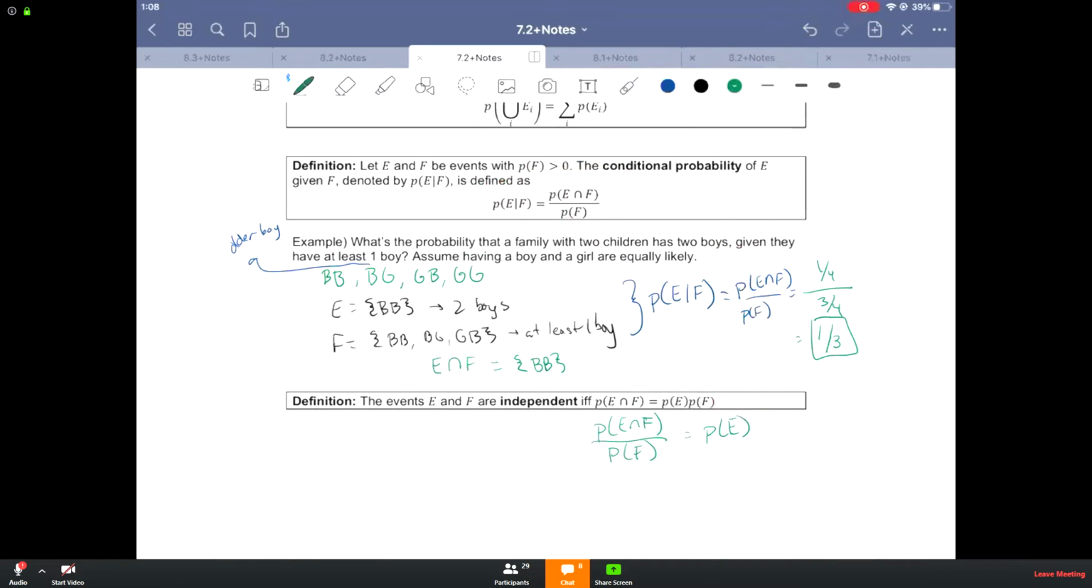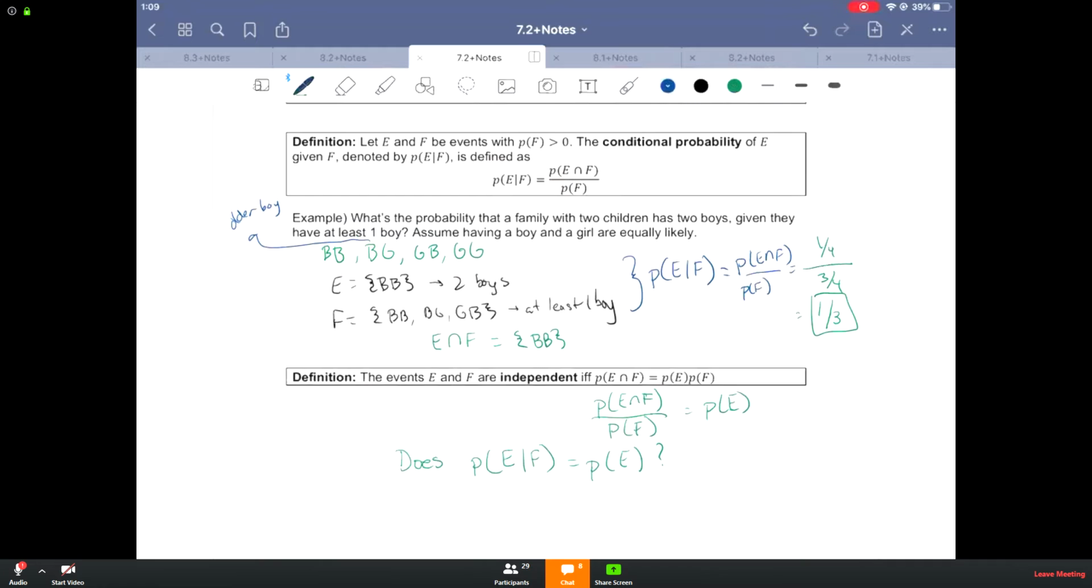So what you're actually asking for with independence is, does the probability of E given F equal the probability of just E? Now think about what that means. The probability of E given F. So me telling you something about F, does that have any effect on the probability of looking at E? That is what it means to be independent.